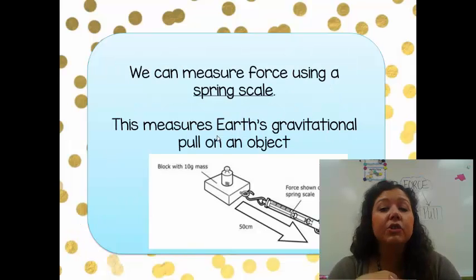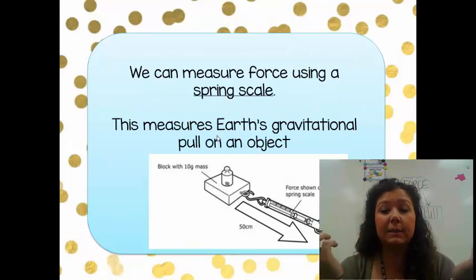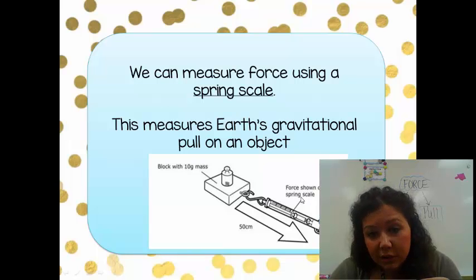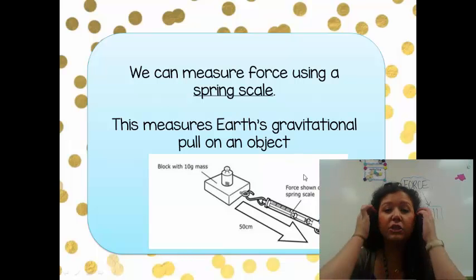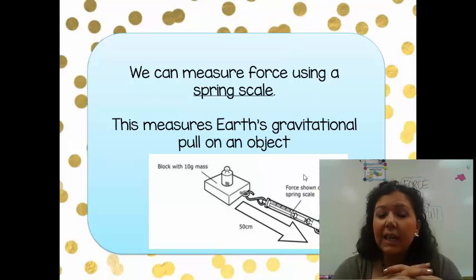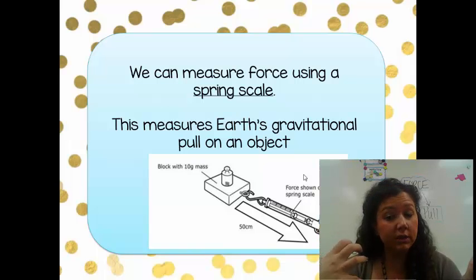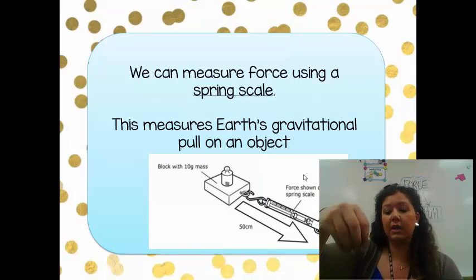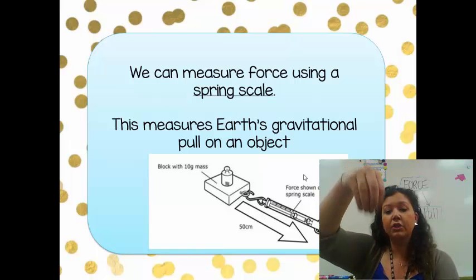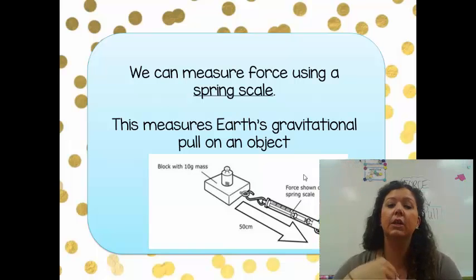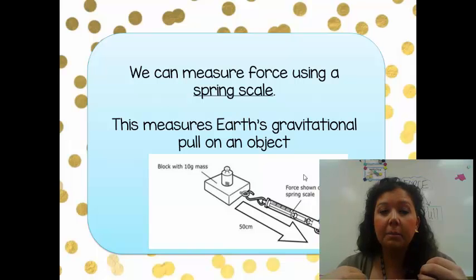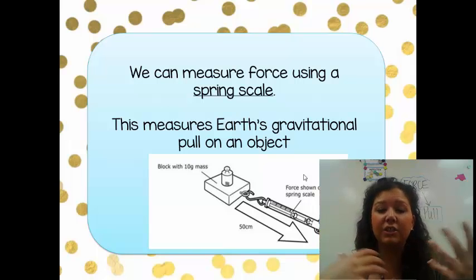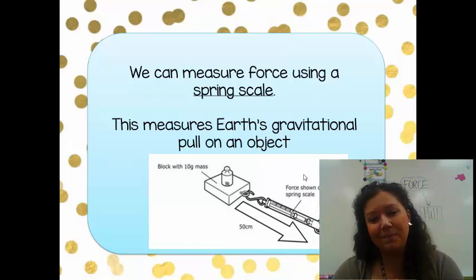Okay, we can measure force using a tool called a spring scale. The spring scale is this little tool right here, and it measures the Earth's gravitational pull on an object. And it's actually in units called newtons. But basically, you can attach an item to the spring scale and hold it, and it will tell you how much force is being applied. It basically tells you the Earth's gravitational pull on that object. So you just need to be familiar with the fact that a spring scale is used to measure force.